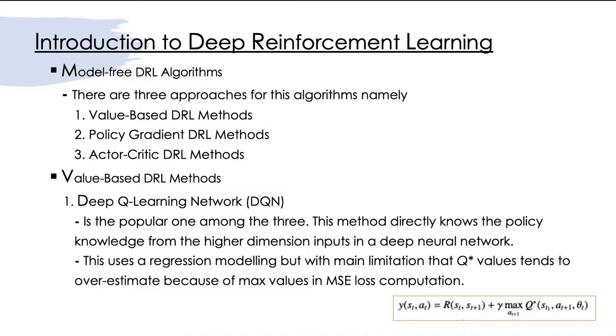The deep Q learning network, DQN, is the most popular among the three. This method directly learns the policy knowledge from high-dimensional inputs in a deep neural network. It uses regression modeling, but with a main limitation: the Q values tend to overestimate because of the max values during the MSE loss computation.